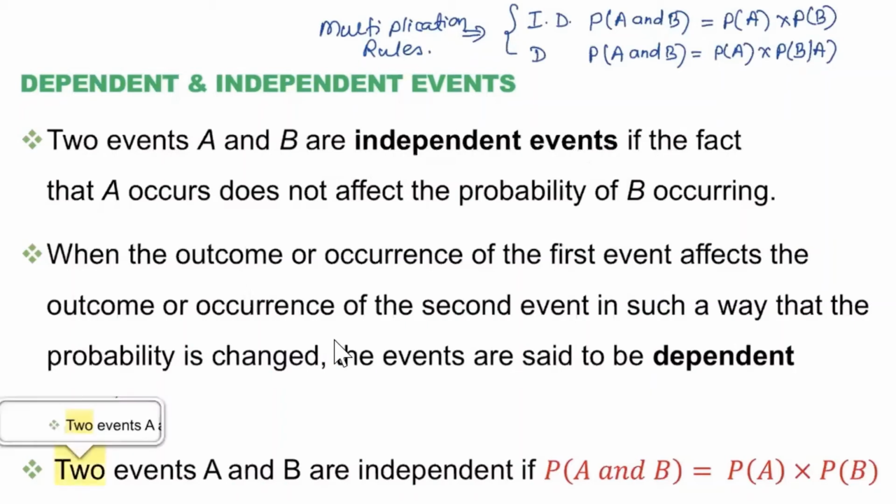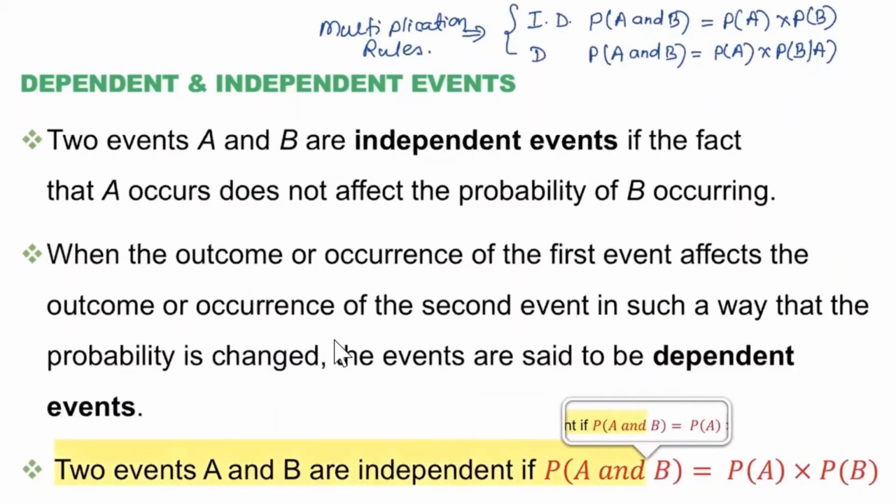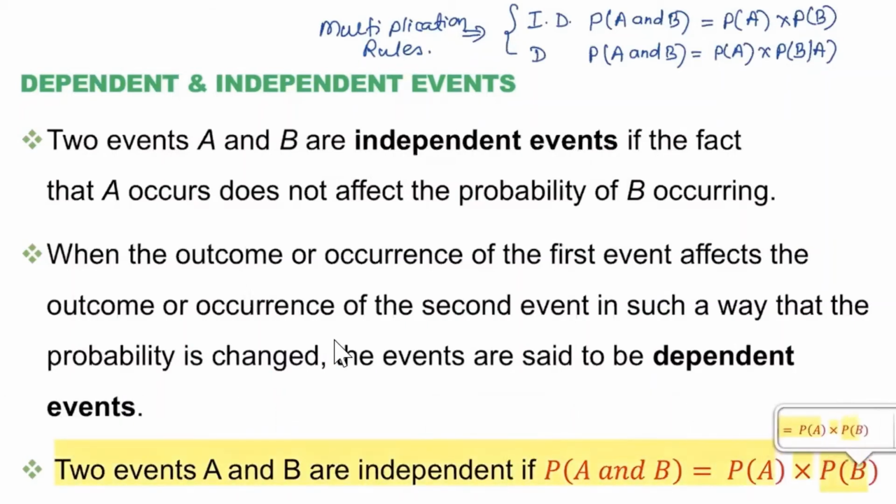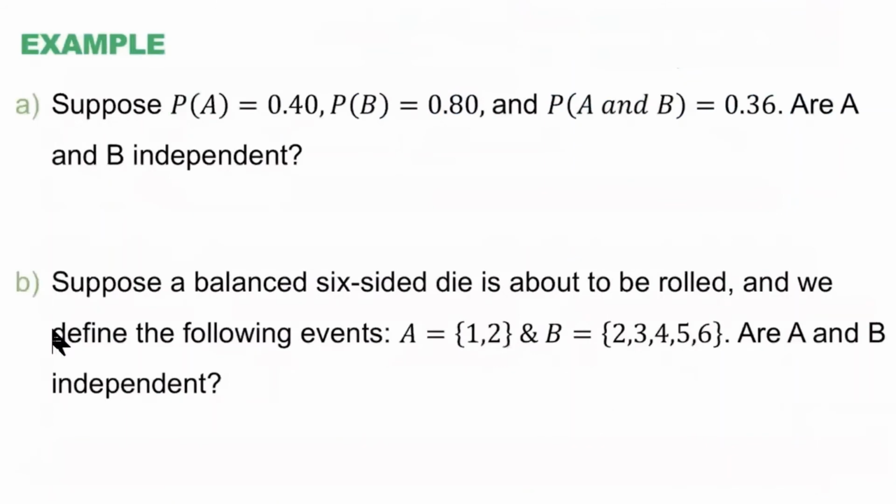Two events A and B are independent if probability of A and B is equal to probability of A times probability of B. And we are going to use this rule and check whether the events are independent or not in the next example. Okay. So here is that example. So let's work on these two examples.